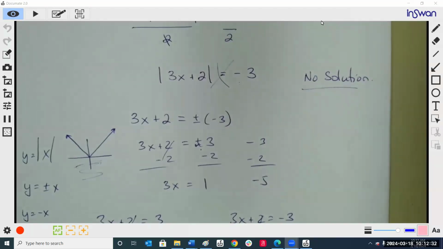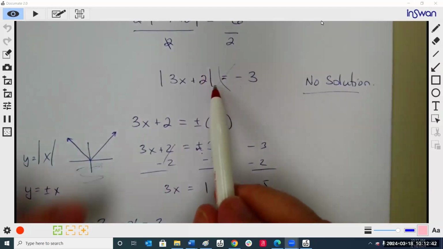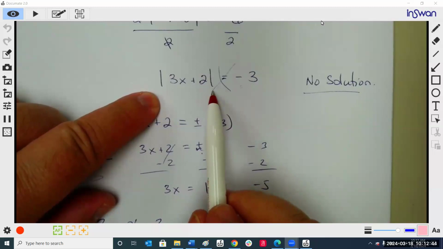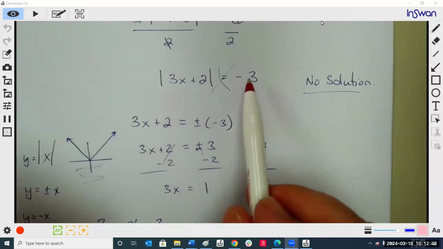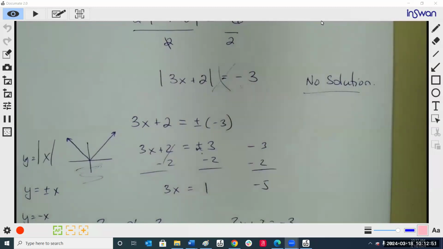I had to throw that in there just to ruin your confidence. No, just to be very, very careful. Just because there's negatives, it only matters when the absolute value is by itself. If there's a negative sign on the other side of the equal sign, you can't go any further because absolute values can never equal negatives.